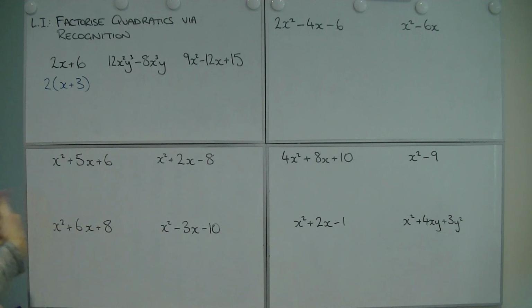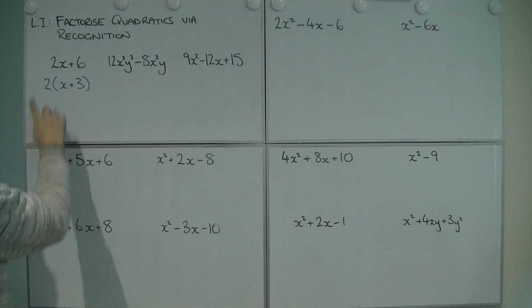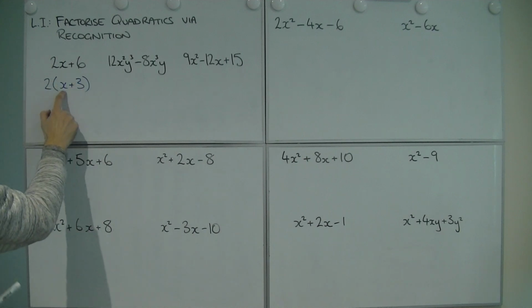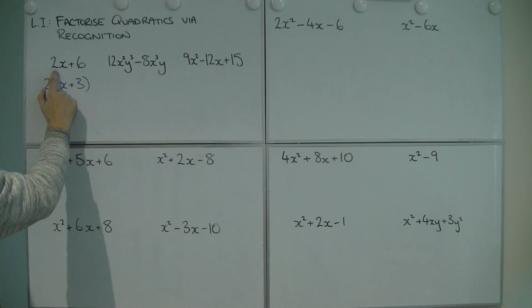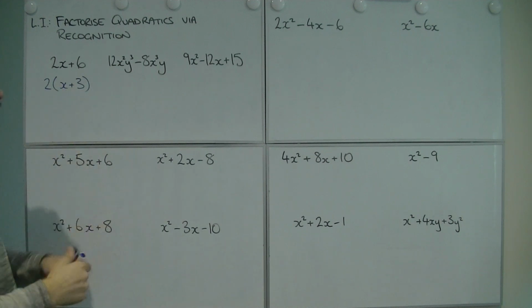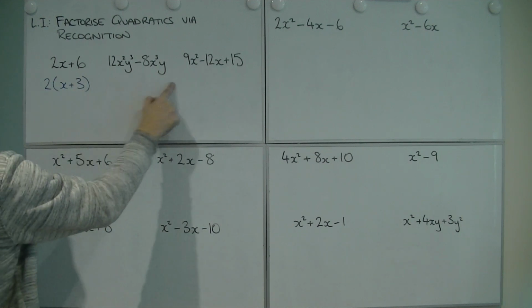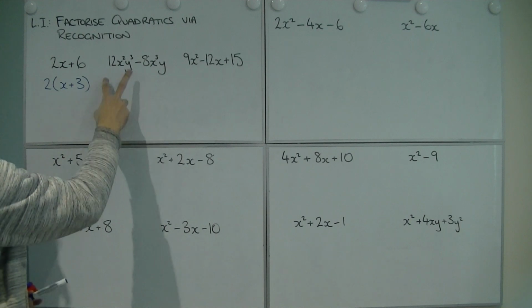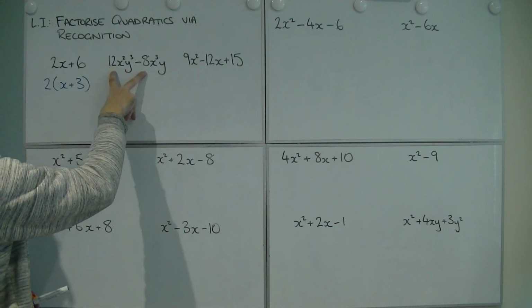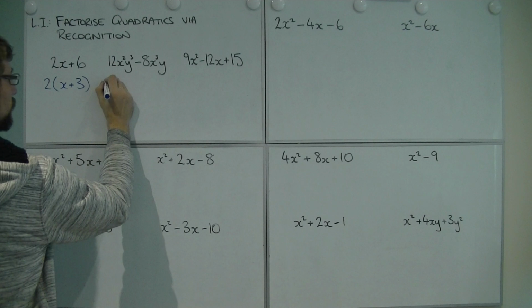Can we check if we've factorized correctly? Well, yeah, we just do the reverse. Reverse of factorizing is expanding. We expand these brackets out, I get 2 by x, 2x, and 2 by 3, 6, so I get 2x plus 6. Brilliant, we know we've done that right. Cool, what if I've got this thing? Well, what do they have in common? Go with the coefficients first, 12 and 8, they both divide by 4.